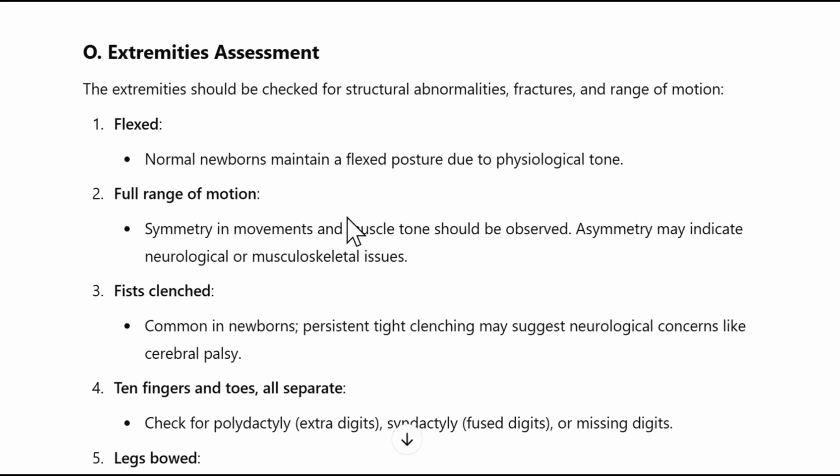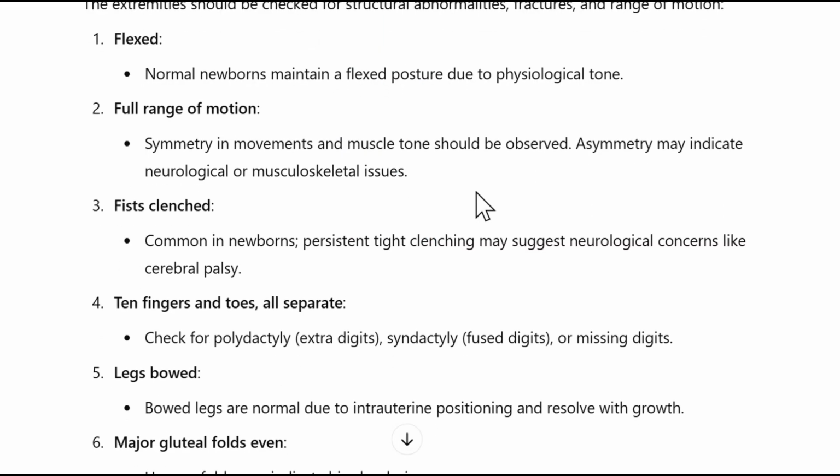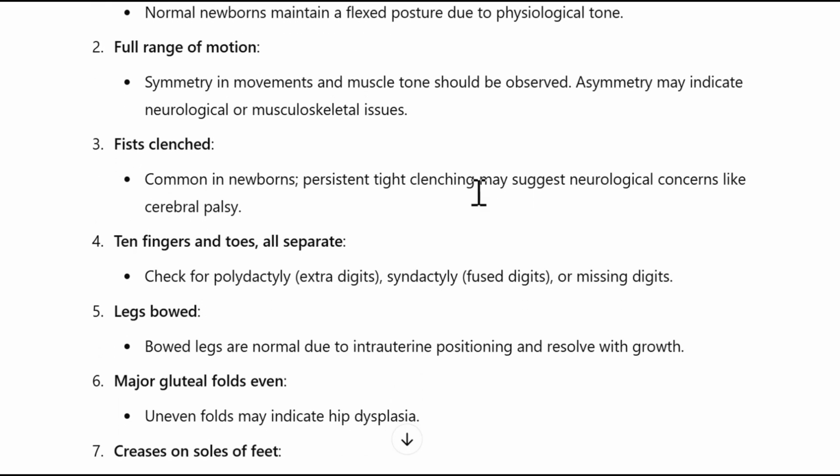Extremities assessment. The extremities should be checked for structural abnormalities, fractures, and range of motion. 1. Flexed. Normal newborns maintain a flexed posture due to physiological tone. 2. Full range of motion. Symmetry in movements and muscle tone should be observed. Asymmetry may indicate neurological or musculoskeletal issues.